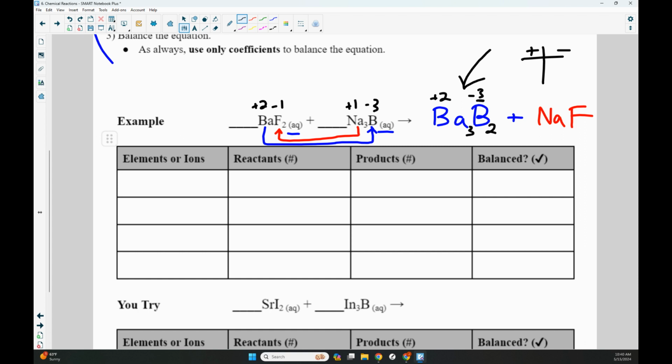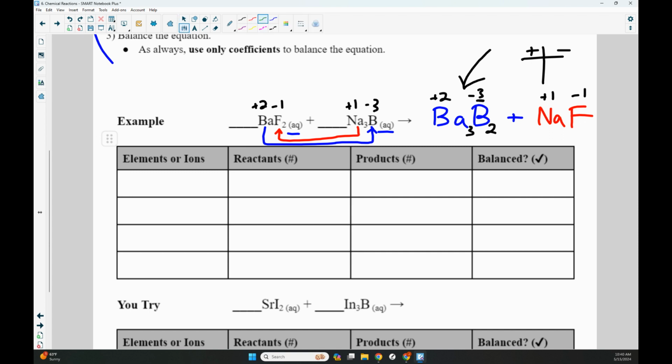I do the same thing for my other compound. I've got +1 and -1, and we can crisscross those charges or simply recognize that they cancel each other out as is, so we don't have to add any subscripts there. So that was step 2, neutralizing each newly formed compound. Step 3 is going to be to balance the equation, and we've got a lot of practice with that.